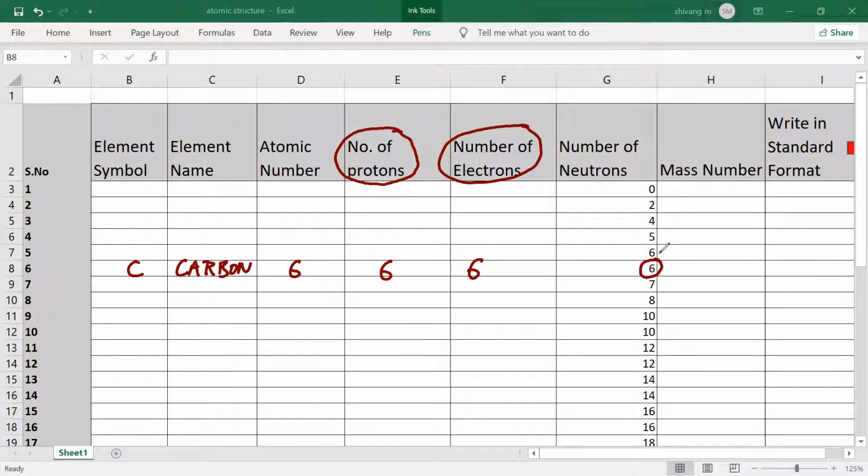Yes, sir. Okay. So what will be the mass number? So 12. How did you find 12? Sir, I added the protons and the electrons. Arre bhai sahab, mass is what matters, and the mass of an electron is negligible. Hold the logic, protons and neutrons, don't rote learn. The mass of the electron is negligible, so it will not contribute. So the contribution will come from protons and neutrons.